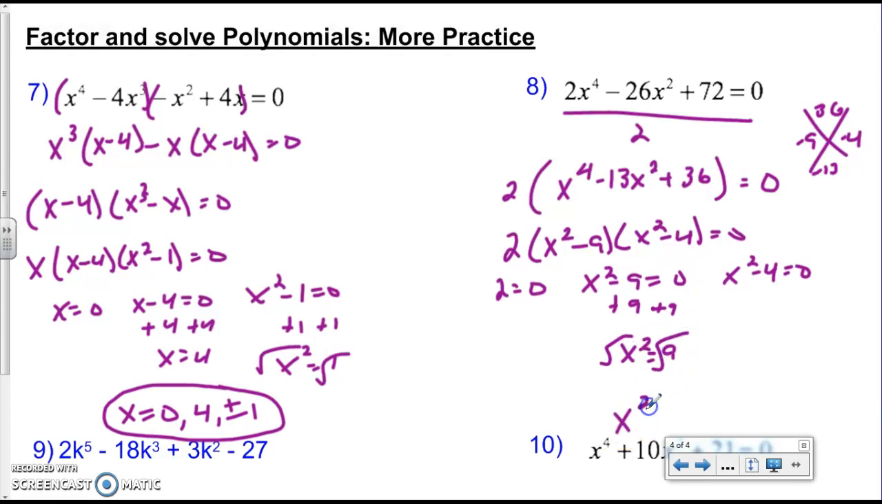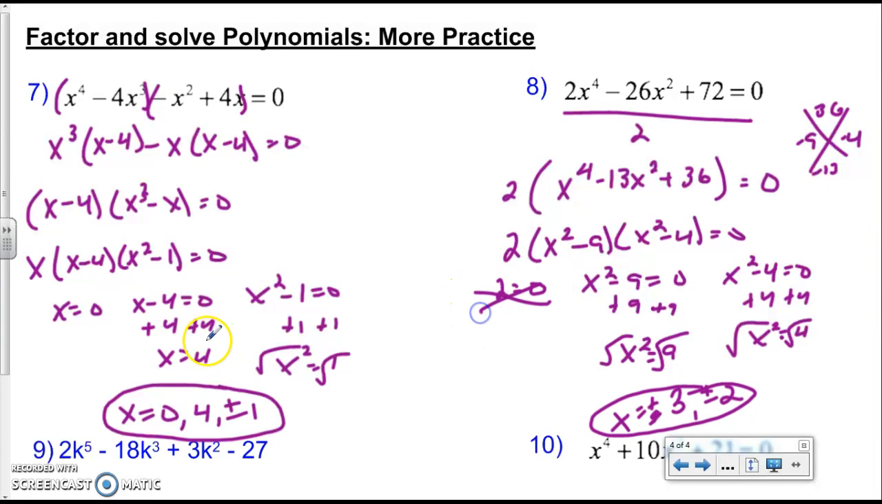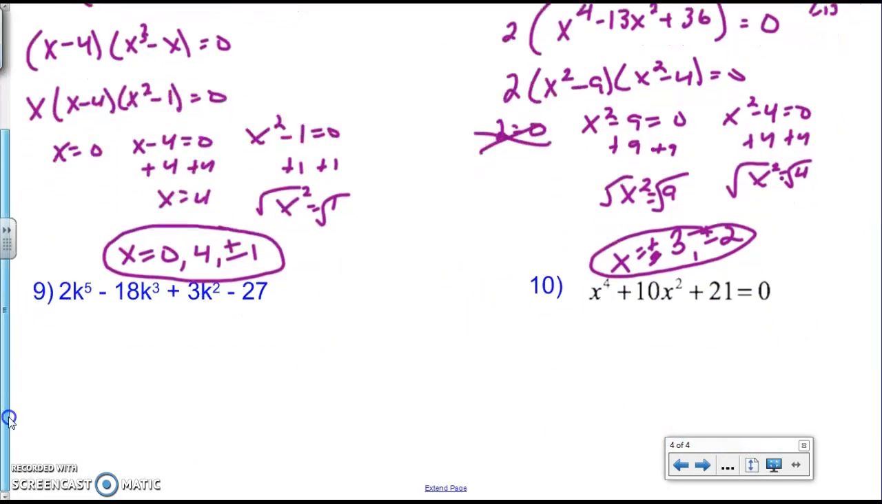So for the first one, I get plus or minus 3. And for the second one, I get plus or minus 2. And I don't need to worry about that because it's a constant, so it's not going to do anything.